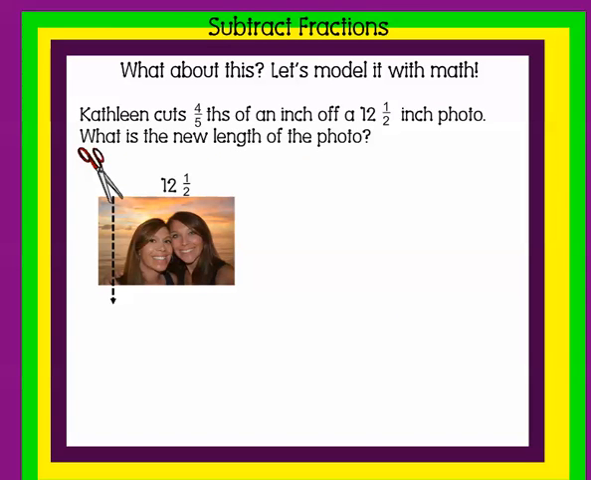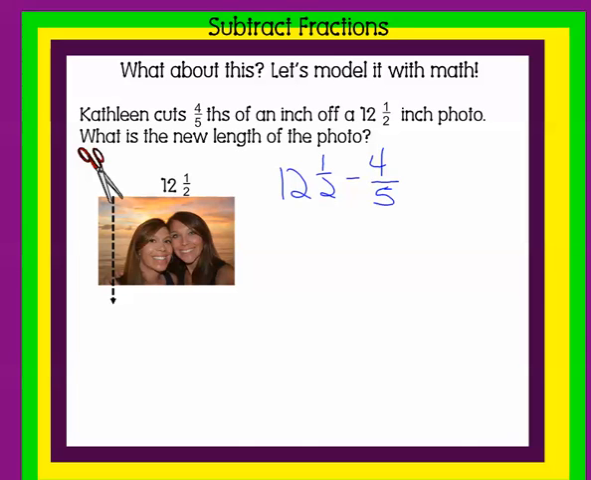All right, I want you to try this one. In this case, we're going to crop a photo. So you have a 12.5 inch photo, and you're going to take 4/5 of an inch off of that. So that's going to wind up being 12.5 minus the 4/5. So pause the video for a moment. You try this puzzle and then restart to check.